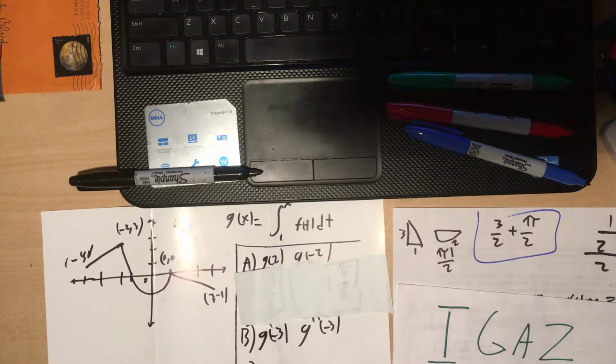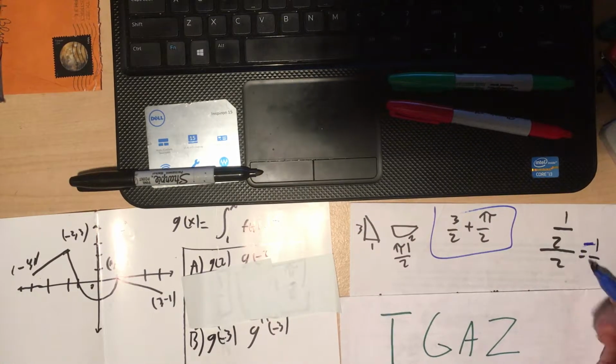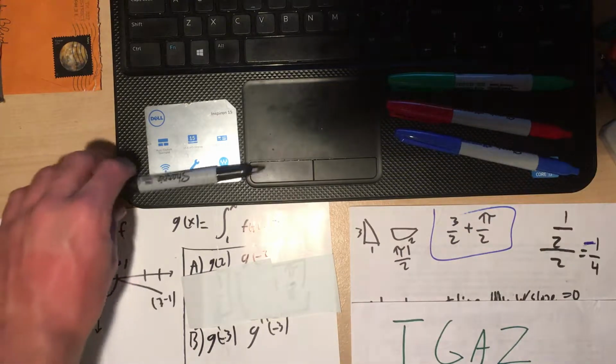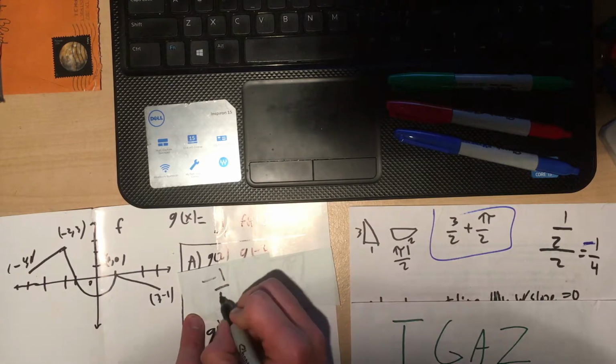And the area of this triangle is just going to be 1/2 over 2, which gives you negative 1/4. Put the negative in blue because it's extra important. So the answer to the first half of this problem is negative 1/4.